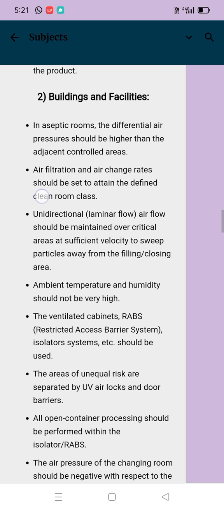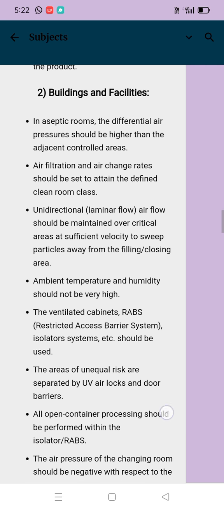Next, coming to the buildings and facilities. In aseptic rooms, I told you that everything should be done with specialized resin, paints, and so on. And in aseptic rooms, the differential air pressure is higher than the adjacent control areas, and air filtration and air changes should be tested, and the direction of the airflow should be only one direction, that is unidirectional flow should be present. And ambient temperature and humidity should not be very high, ventilated cabins should be there, a restricted access barrier system should be present, and the areas of unequal risk are separated by airlocks.